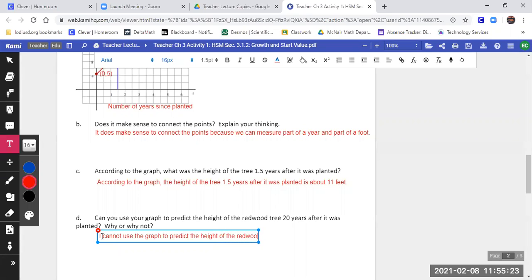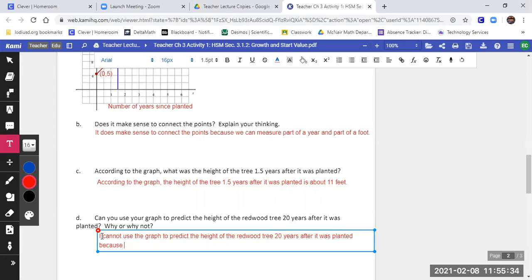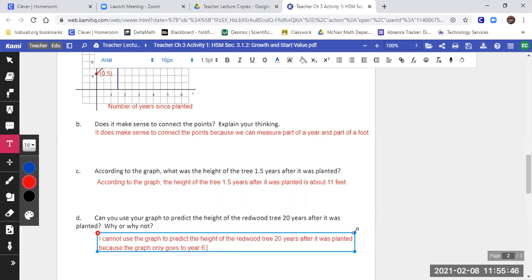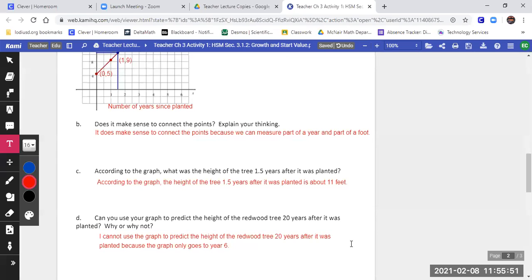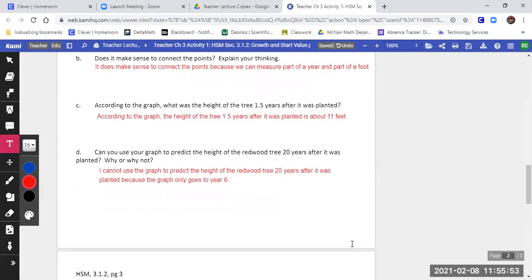All I'm doing is using the exact same words they gave me: tree 20 years after it was planted, because the graph only goes to year 6. Okay. Should kind of make sense. Could I use the adding up thing? Yes, but that's not what they were asking. They're asking about the graph, specifically about the graph.